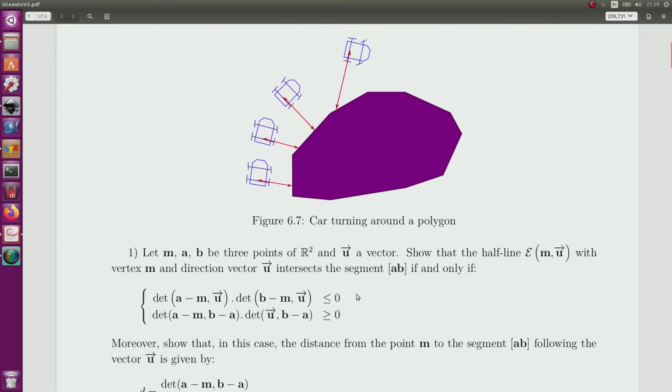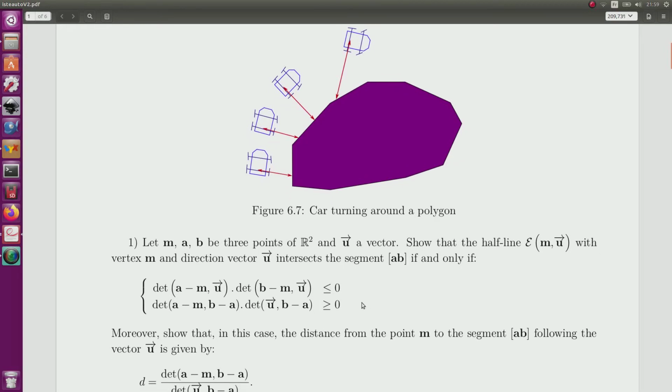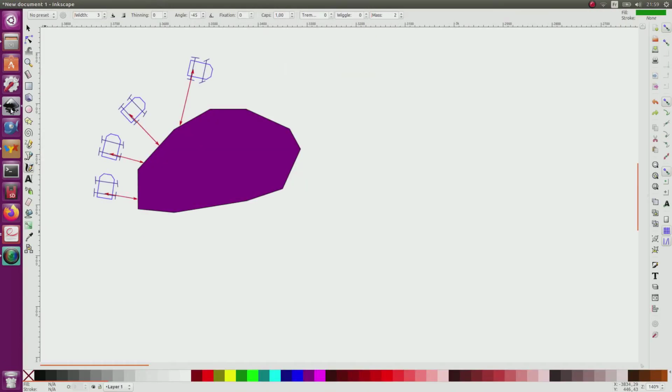And in the first question, we'll have to do some geometry that will be used later in the exercise. Here we have a car, and the car has this shape. This corresponds to the body of the car. Here the rear axle with the two back wheels. Here the front axle with the front wheels.